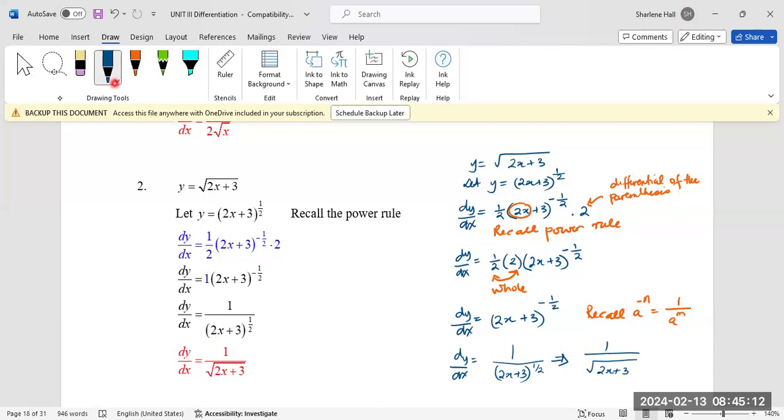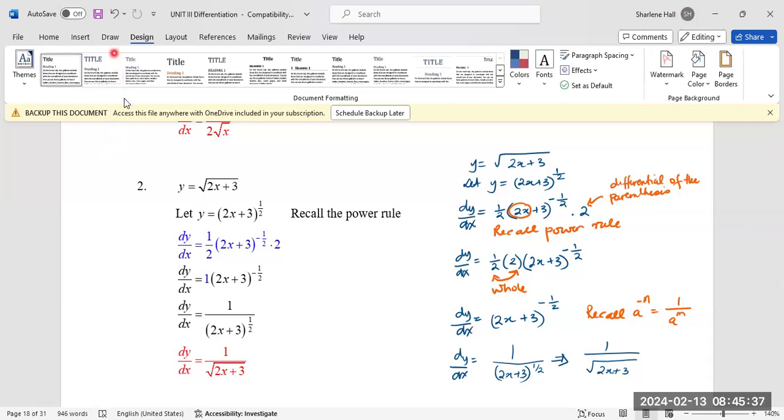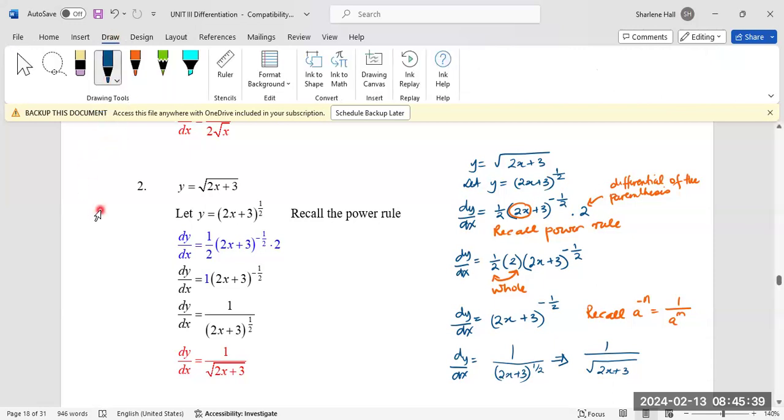Yes, sir. Are there any questions? Yes, sir. Is there somebody in the class that does not understand what I'm doing? All right. I'm not going to spend a lot of time on this one because it's really not difficult.